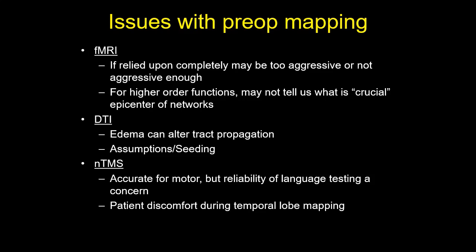While preoperative mapping modalities can certainly be helpful in surgical planning, there are important limitations that must be considered. With regard to fMRI, there are many false positives, and if relied upon completely, the surgeon may be too aggressive or not aggressive enough. And I think most importantly, at best, fMRI tells us which areas of the brain are involved in a given function, but not which are critical, and this must be kept in mind.